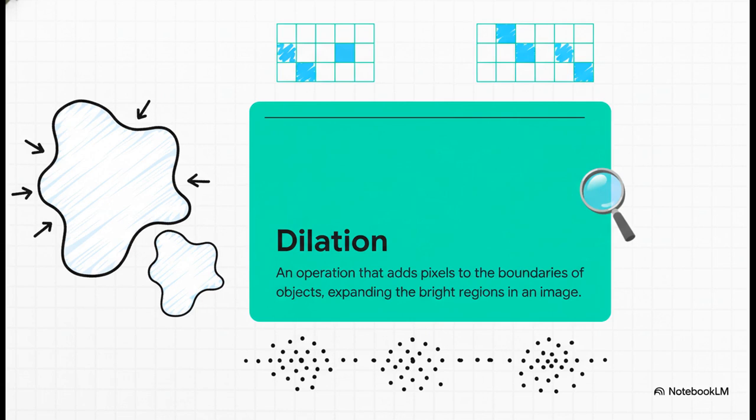So what is it really? Well, dilation is just an operation that adds pixels to the edges of things. Imagine you've got a white shape on a black background. Dilation is the process that makes that white shape fatter. It's the core tool for building up shapes.